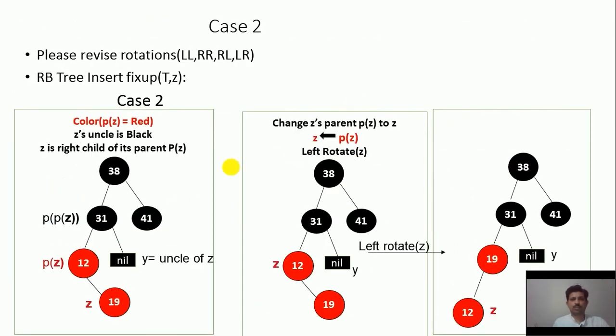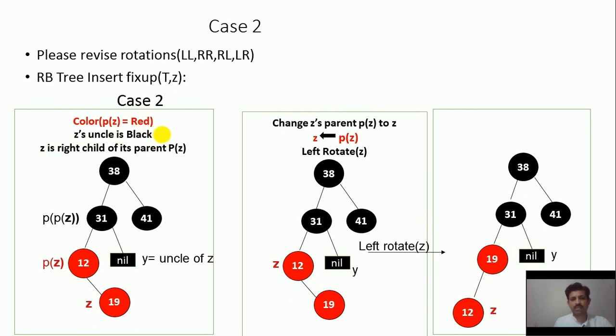Then case 2. Case 2 is applied when the color of P of G is red. In the first case, we were looking at the uncle being red, but in case 2 and case 3 we will look at when the color of the uncle is black. If P of G is red, meaning the color of the parent is red and G's uncle is black.